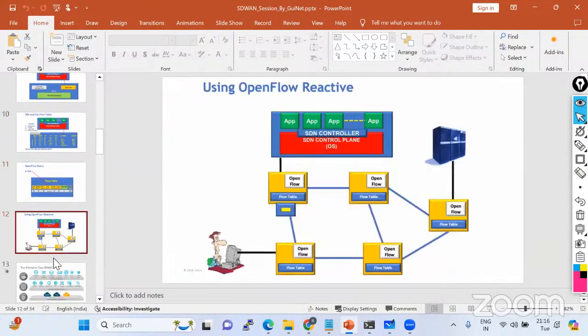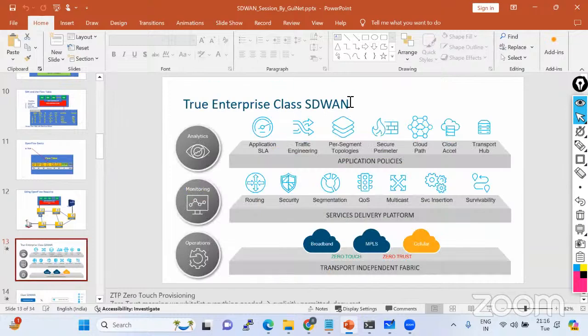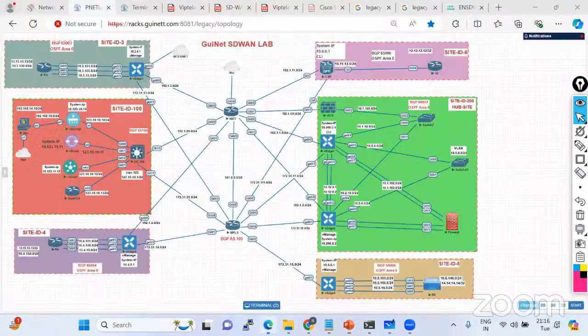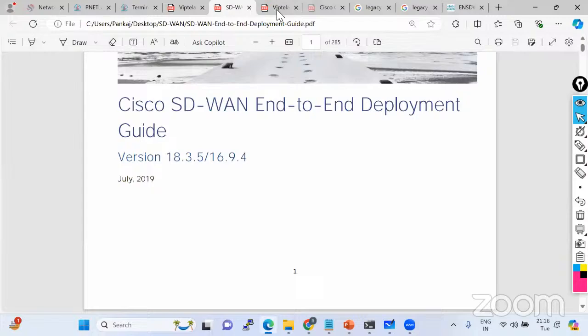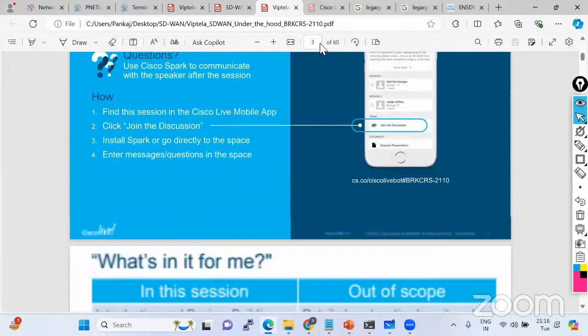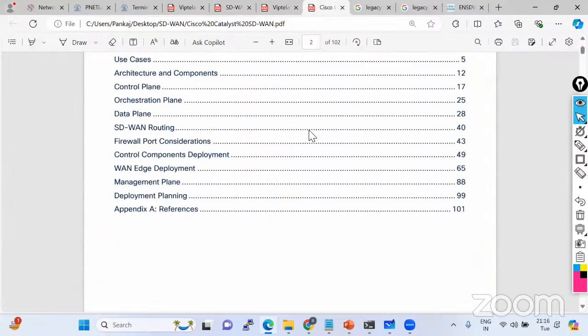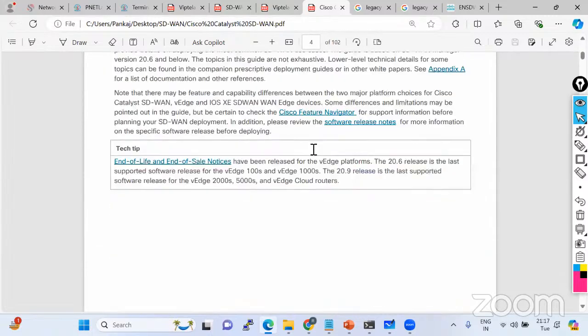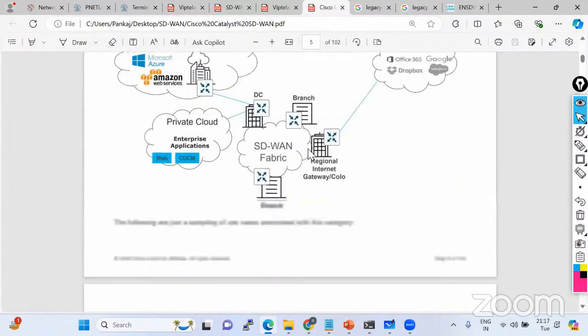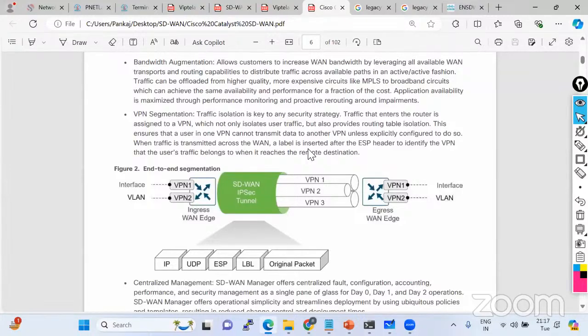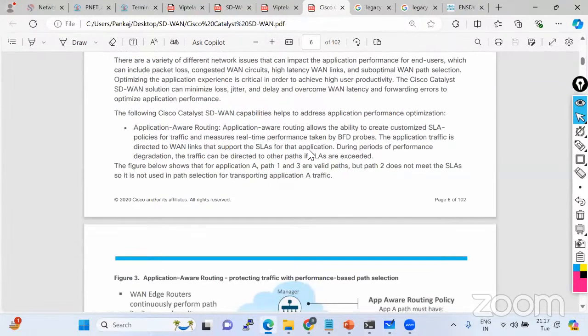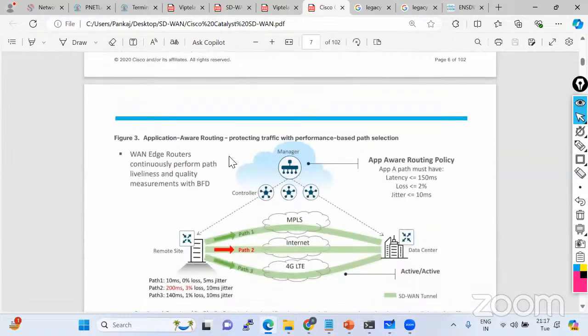So we are definitely going to understand all of these, and then how this enterprise class SD-WAN is going to look. What is the application SLA, traffic engineering, segmentation? We have a lot of books and ebooks available. You guys can refer to them for how the step-by-step configuration is going to happen. What is Catalyst SD-WAN? How the renaming is going to happen for the controllers and the devices from Viptela and Cisco. That I'll definitely explain. So we'll go step by step, application-aware routing, SLA, everything we are going to discuss.